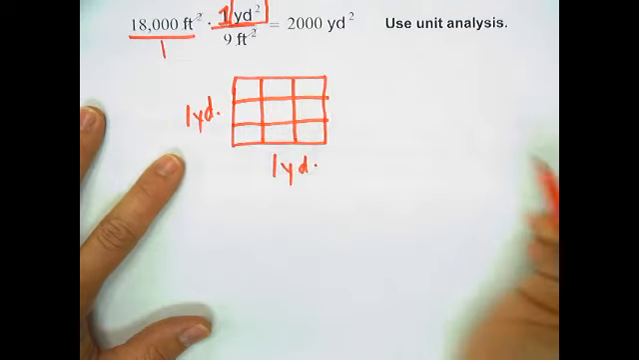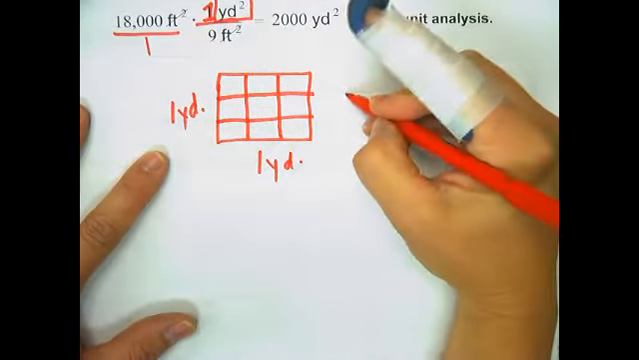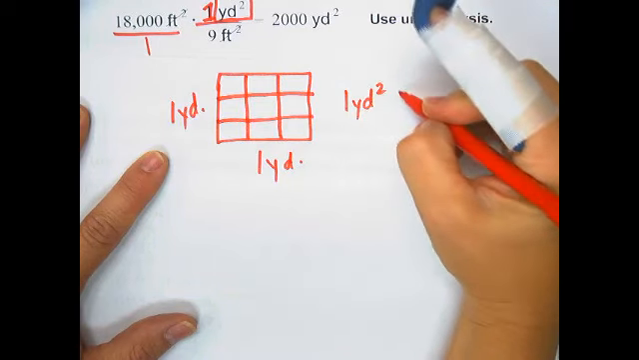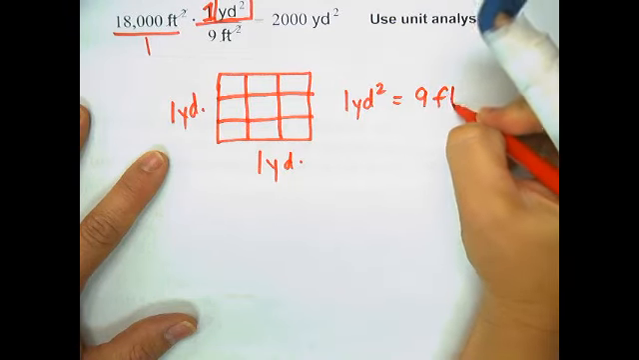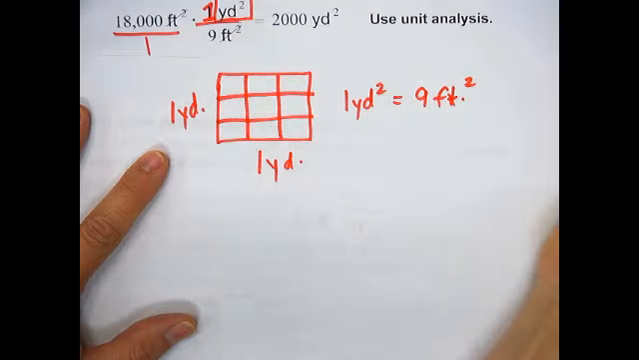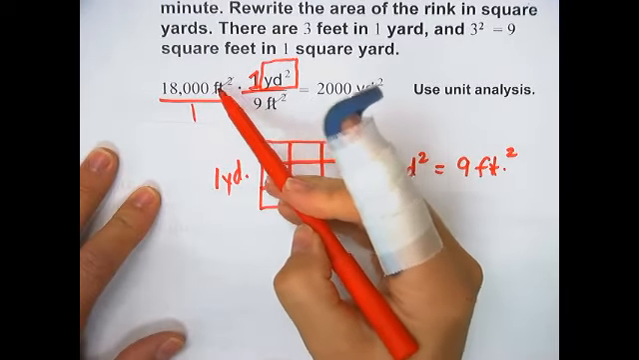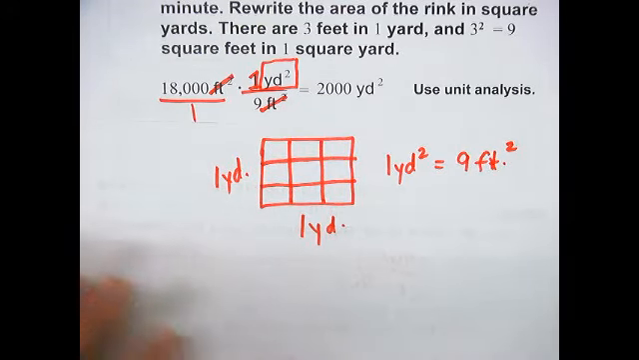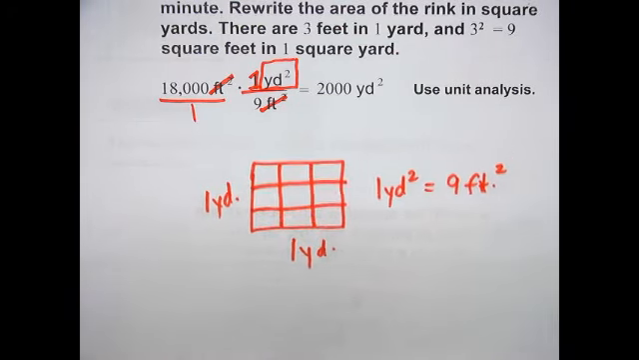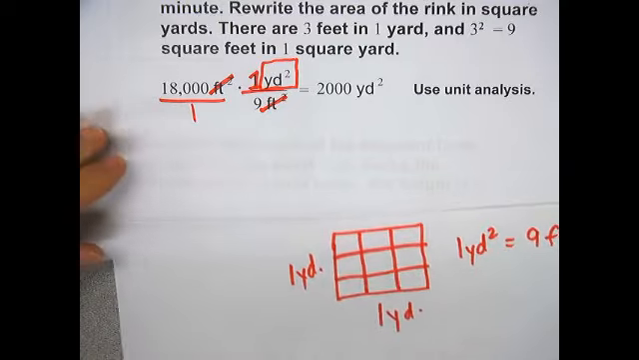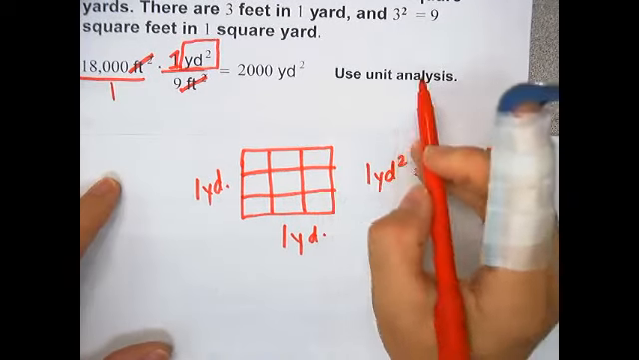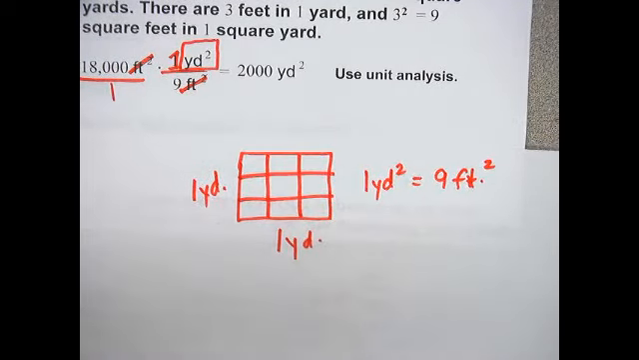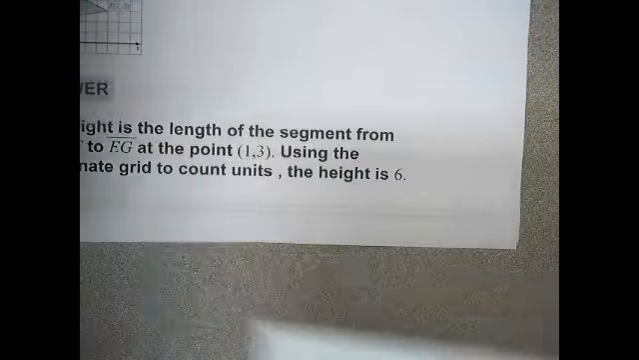As an example of that, if this is a square yard, it's 1 yard by 1 yard. Remember that a yard is 3 feet, so 3 feet by 3 feet. You can get the picture here that 1 square yard is equal to 9 square feet. Following this conversion, notice that square feet cross reduce, and then you multiply across to get 2,000 square yards. Okay, that's called unit analysis.